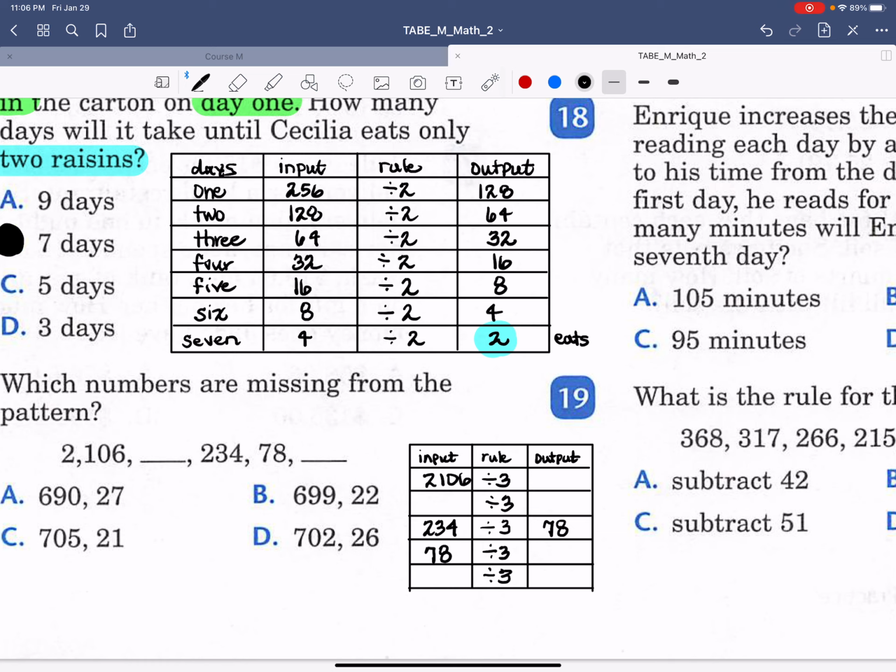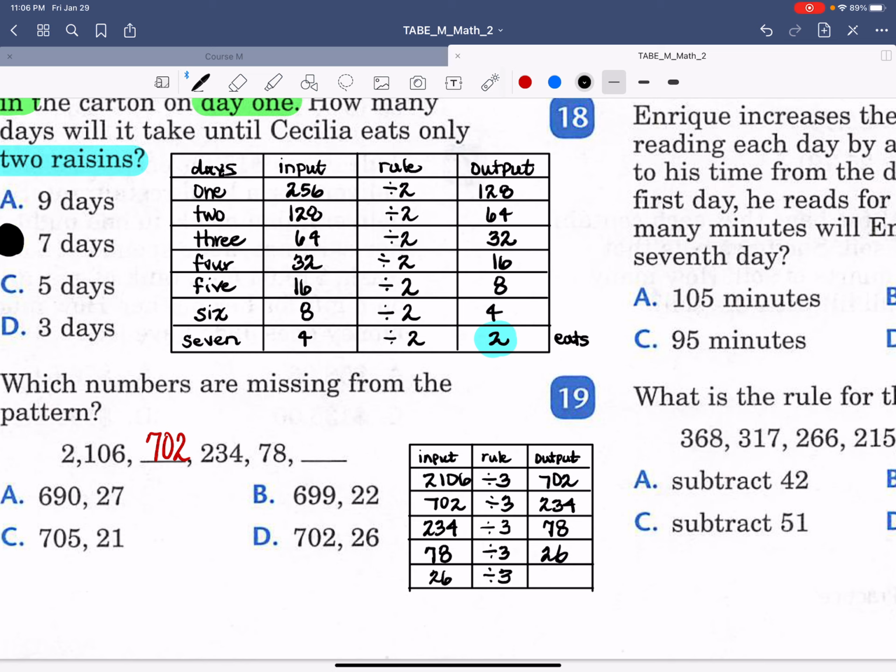$21.06 divided by 3 is $7.02. 702 divided by 3 is 234. I like that. That tells me that the 702 fits right in here. Then 234 divided by 3 is 78.